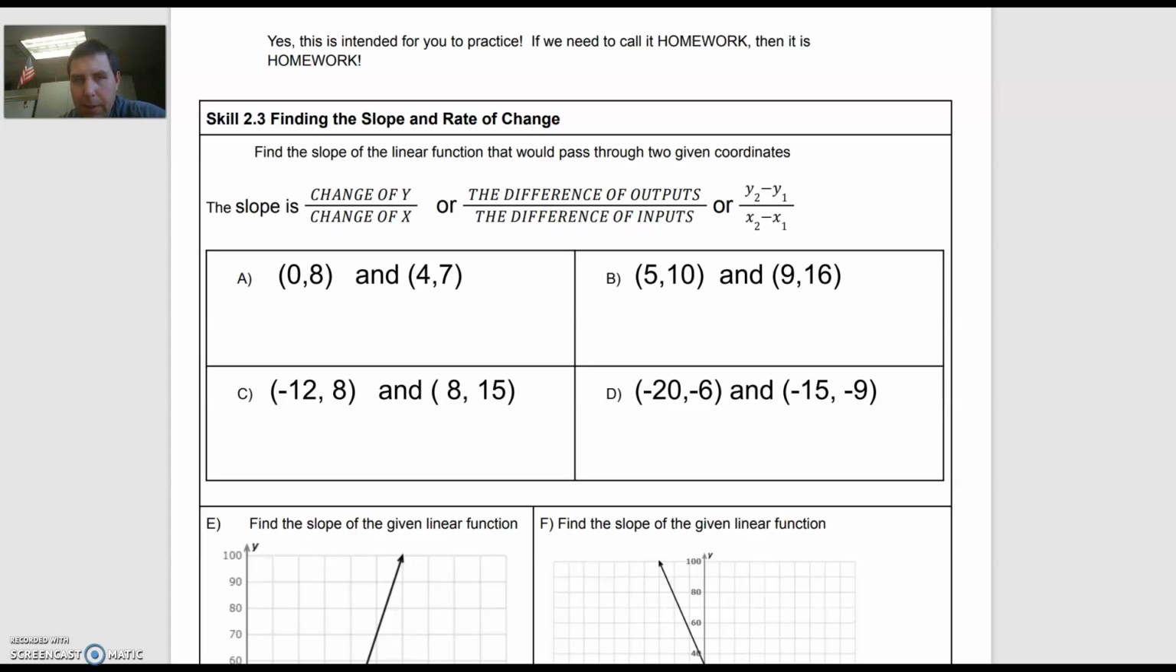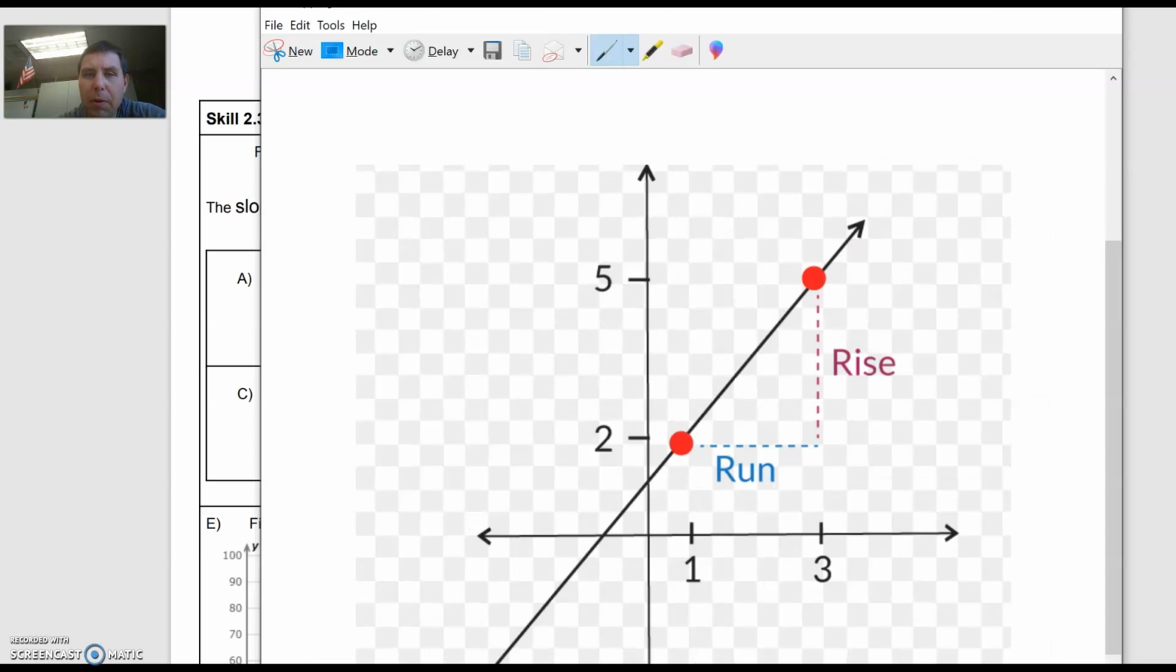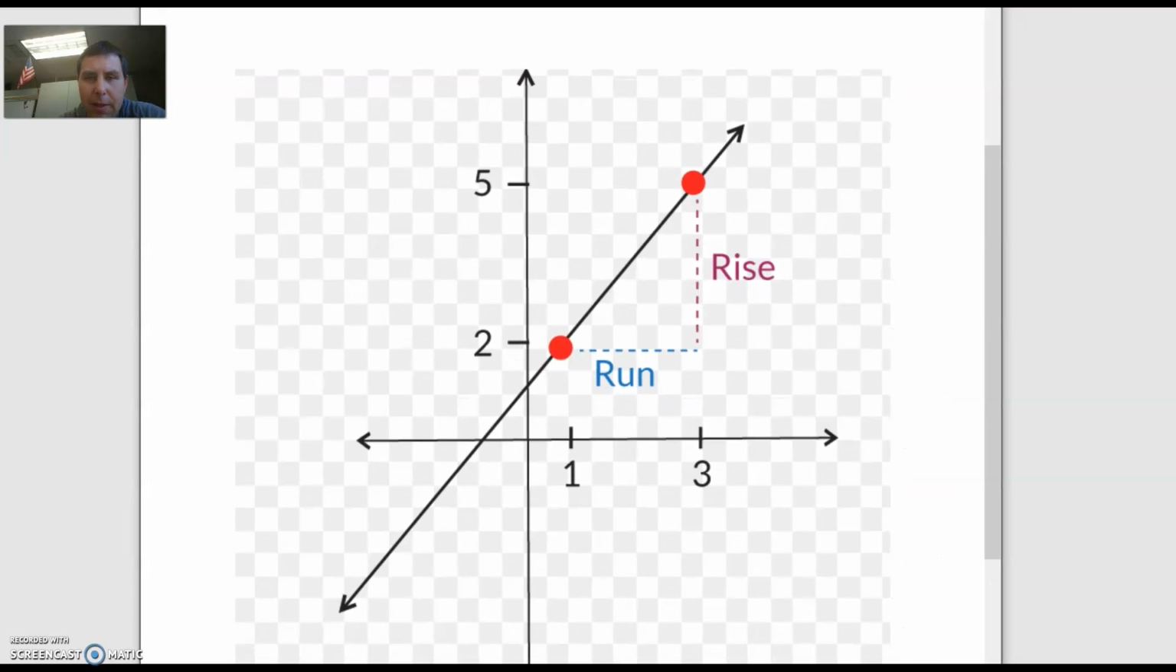All right, let's talk about scale 2.3, which is finding the slope and rate of change. So the same idea of a linear function. When we talk about slope, what we're referring to is specifically the steepness of the line. We want to be able to quantify or describe it using numbers, how steep a line is, whether it's going up, like you see in the picture, or if it's going down.